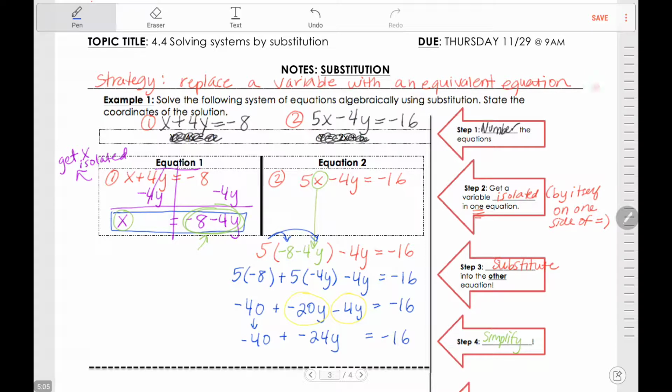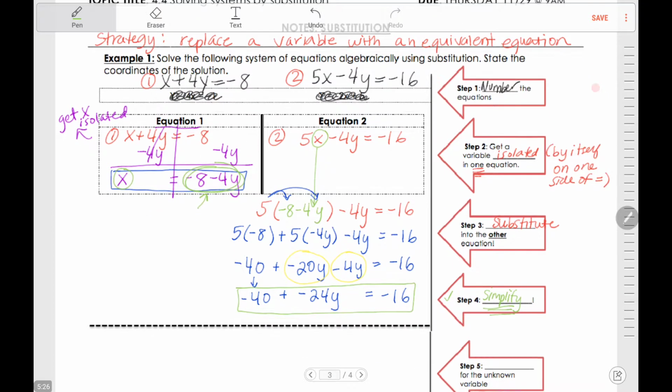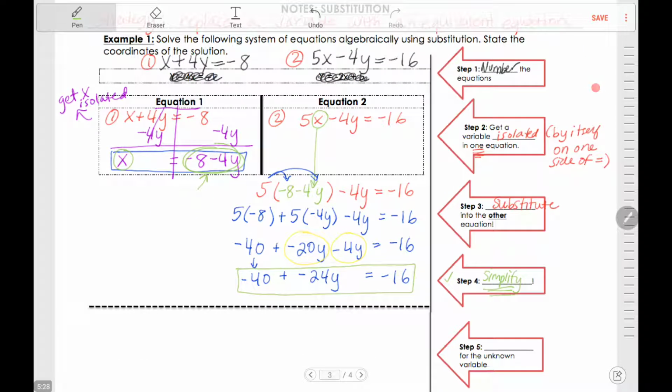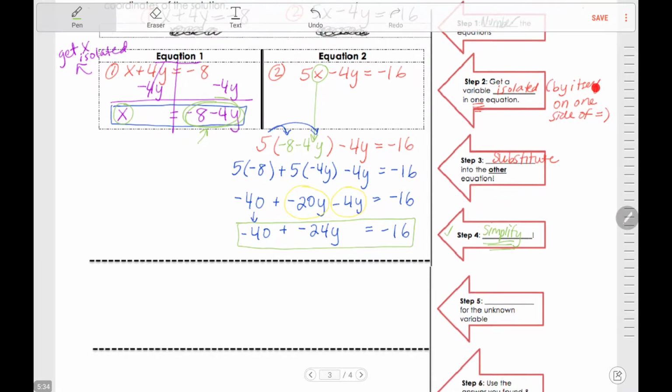Can that simplify more? Yeah, we can solve for y and all that, but without moving any terms to the other side, without using inverse operations, this equation here that I'm going to box in green is my simplified equation. That is step 4. Okay, so step 4 is done. We're not done yet with solving the system by substitution because I still don't have the xy coordinate where the equations cross. That's what we're trying to find.